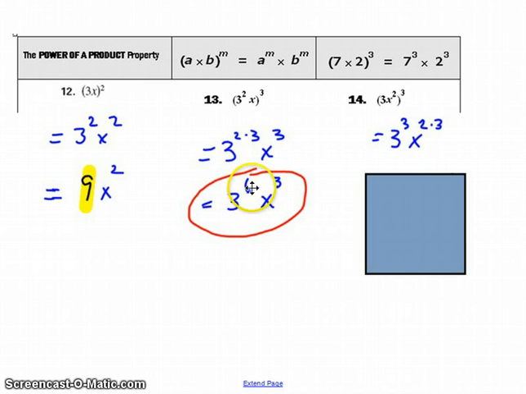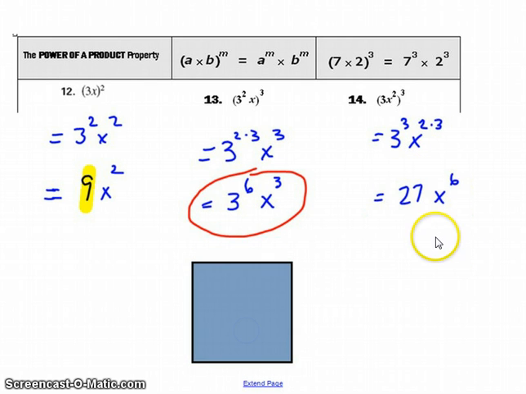I'm fine because I don't expect you to know what 3 to the 6th power is unless you have a calculator handy. So I don't mind you calling that a finished answer. But this one, I would expect you actually to know what 3 to the 3rd power is. I would expect you to know 3 times 3 times 3. Well, that's 9 times 1 more 3, or in other words, 27. And your answer should have been 27x to the 6th. This answer is finished. This one is not.